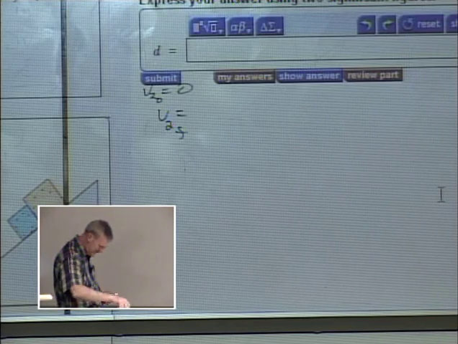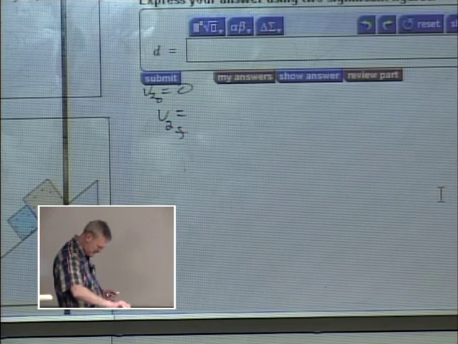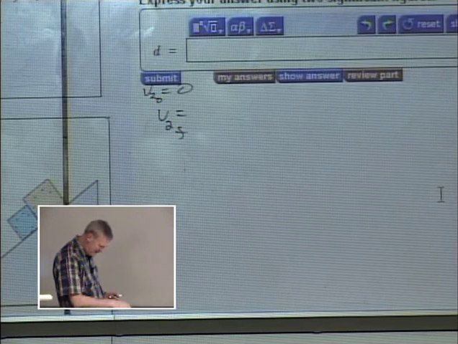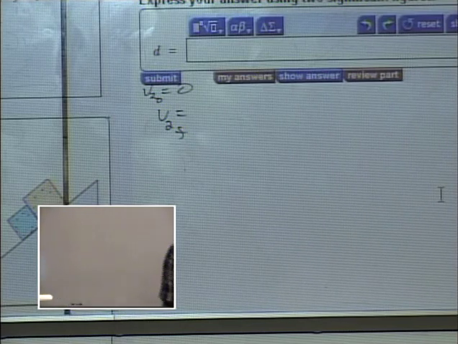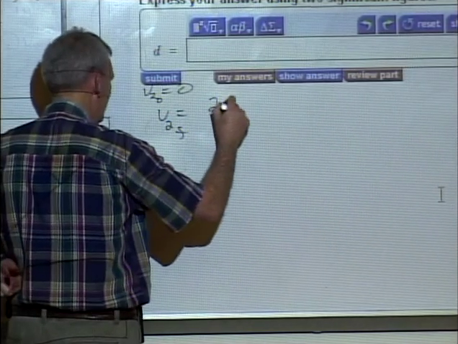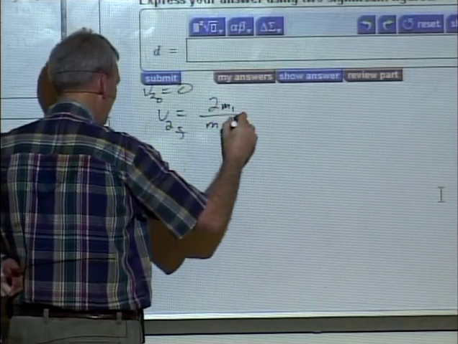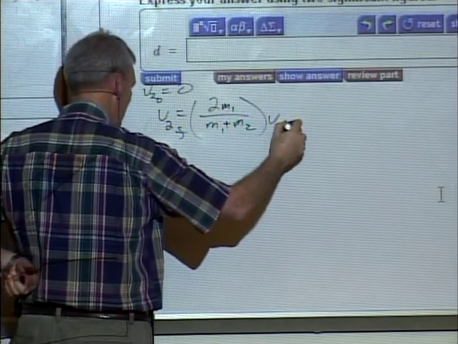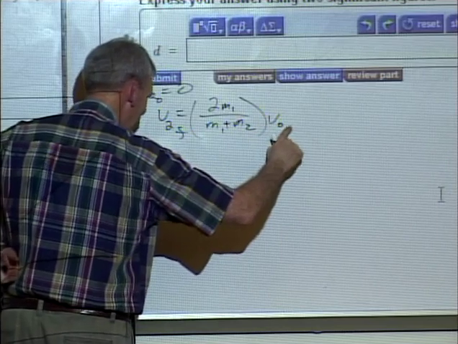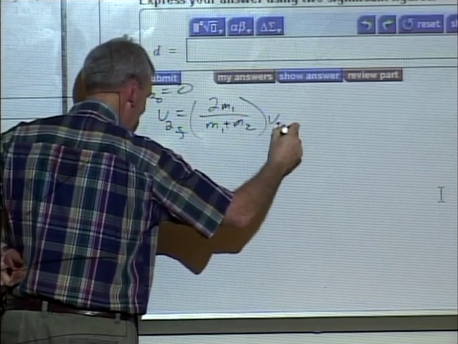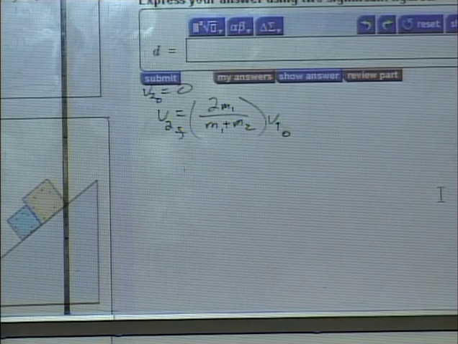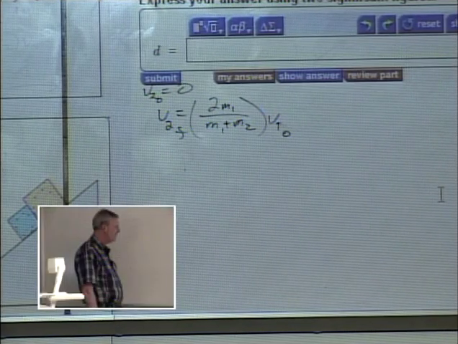Hold on one second. Elastic collisions. Here it is. 2M1 over M1 plus M2, just like we did with the elephant and the mouse, times V1 initial. Okay? So we find that. Oh, but look what happens.